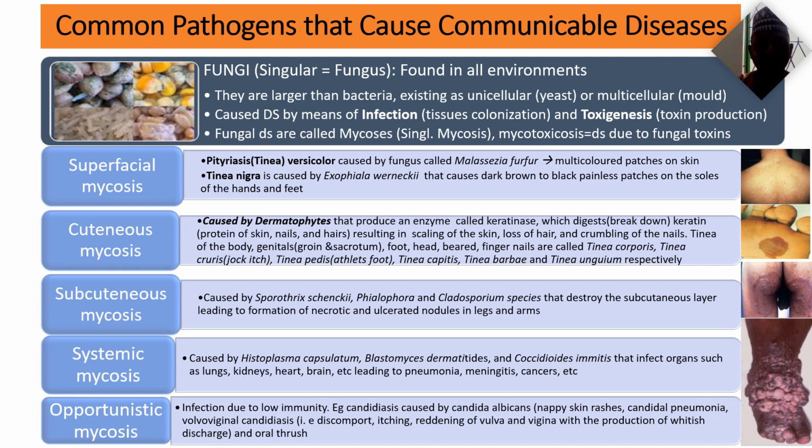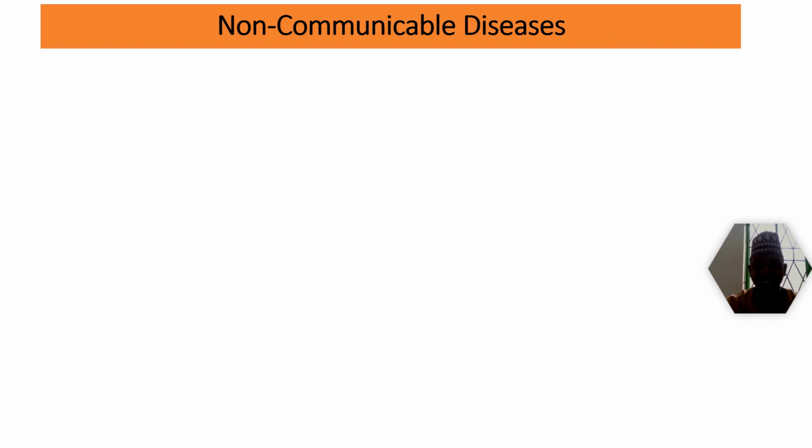An example of this is candidiasis, which is commonly caused by Candida albicans, a yeast fungus that leads to the formation of nappy rashes, candidal pneumonia, and vulvovaginal candidiasis, which is characterized by discomfort, itching, reddening of the vulva and vagina with the production of whitish discharge. We also have oral thrush and so many other opportunistic mycoses.